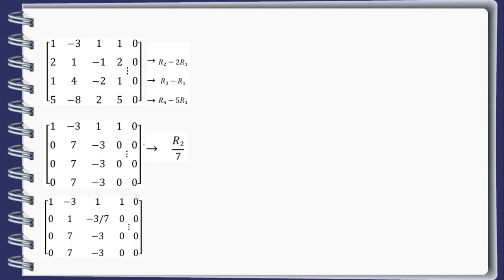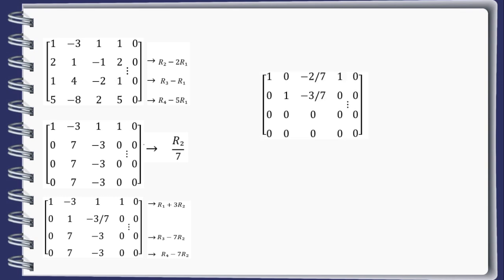Now we set all values above and below the pivot equal to 0. In doing so, our new row 1 would be R1 plus 3R2, our new row 3 would be R3 minus 7R2, then our new R4 would be R4 minus 7R2. So this is how it would look like. This is now our reduced row echelon form. Notice that we have leading entries in column 1 and column 2.